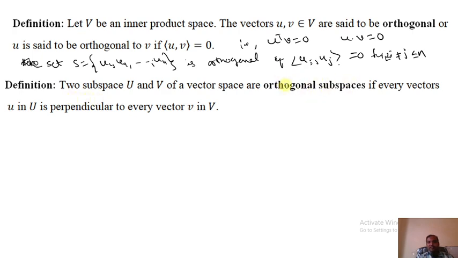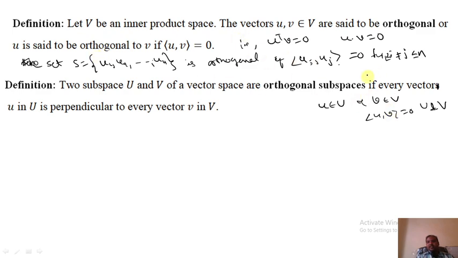Now, orthogonal subspaces. What are orthogonal subspaces? Two subspaces U and V of a vector space are orthogonal subspaces if every vector u in U is perpendicular to every vector v in V. Suppose I take a vector in U and a vector in V. So these are two subspaces. Orthogonal means U is perpendicular to V, and orthogonal means the inner product is 0.